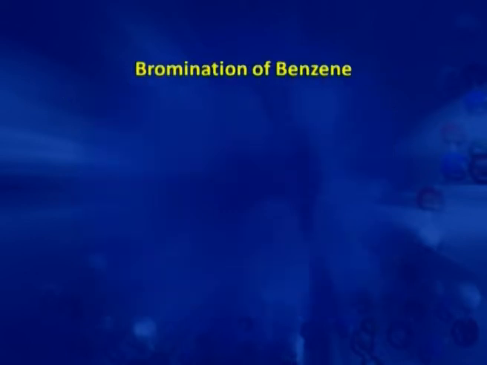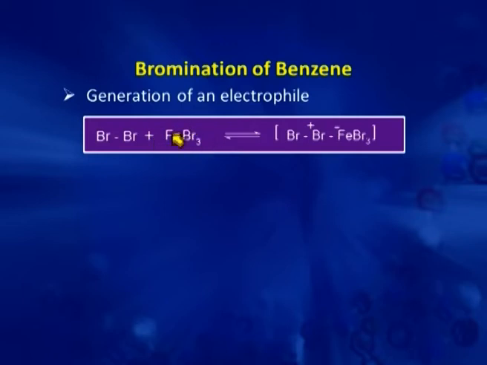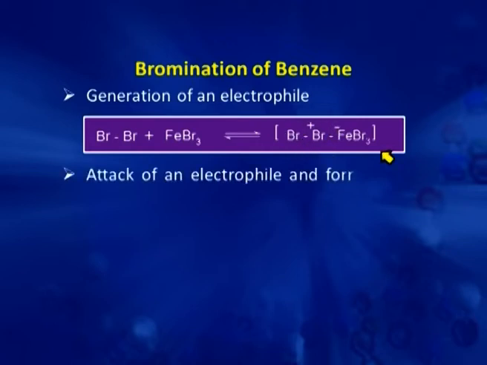So, bromination of benzene. The first step is again generation of an electrophile. The bromine molecule reacts with ferric bromide and produces this complex. Now, see this complex, the bromine which has a positive charge, there is a polarity created here, and this supplies this bromine as Br plus when benzene attacks.